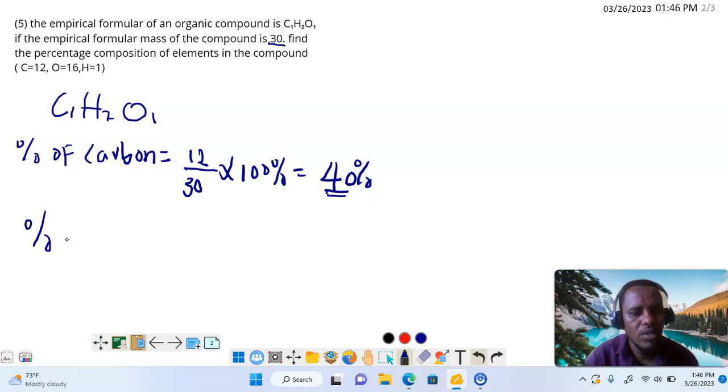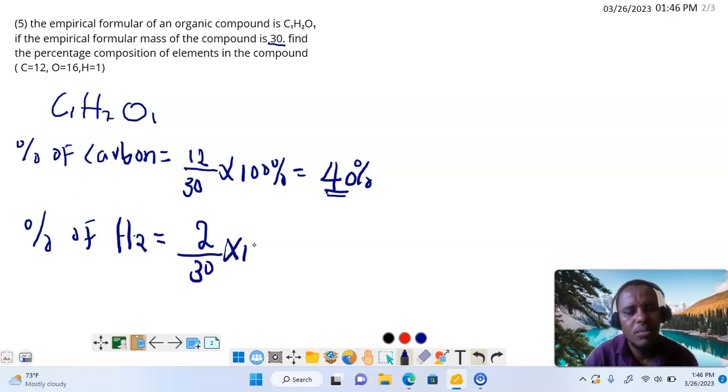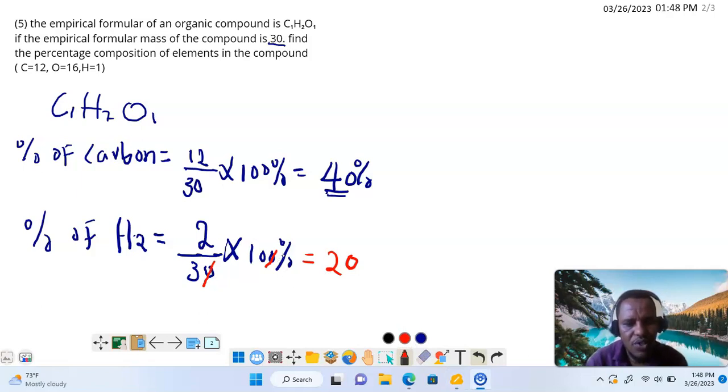So let's also look at the percentage of hydrogen, which is 2 hydrogen out of the total mass of 30, times 100%. The 0 and 0 cancel. Let me use a red pen so you understand that I'm cancelling. We have 2 out of 30 times 100%. Cancelling 0 and 0, we have 2 times 10, which is 20.